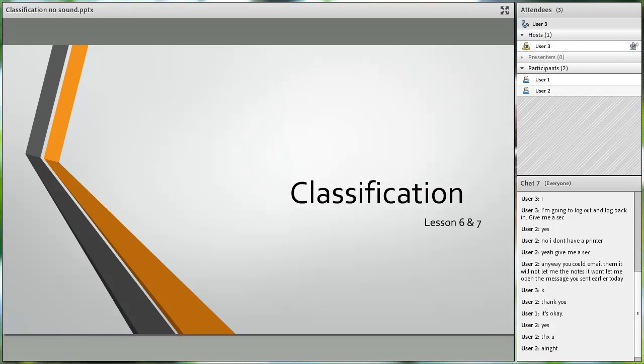Okay, so we are going to go over classification. This is only the first couple of lessons in this unit, but the classification part, because it's in the lab, seems to confuse people, so I want to make sure that we go over that. If you have any questions while we go through it, type them in the chat box.